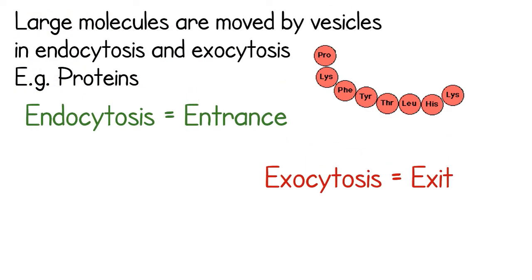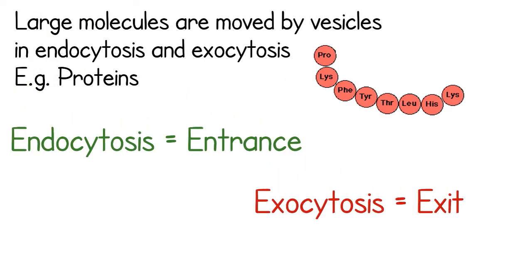Large molecules are moved by vesicles in endocytosis and exocytosis. Endocytosis is taking things into the cell by forming a vesicle from the cell membrane. This vesicle may then fuse with other types of vesicle called endosomes and lysosomes. Exocytosis is secretion by fusion of a vesicle with the cell membrane.